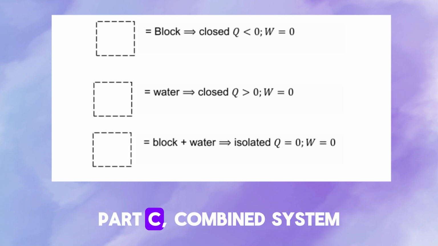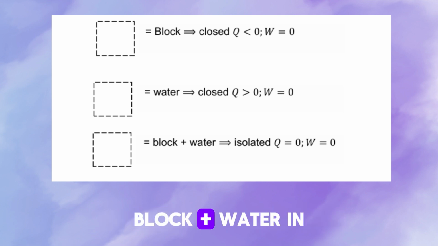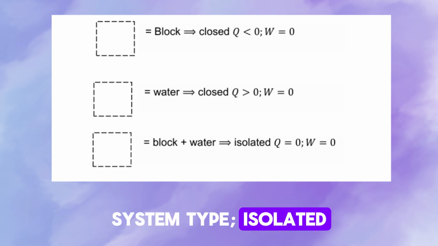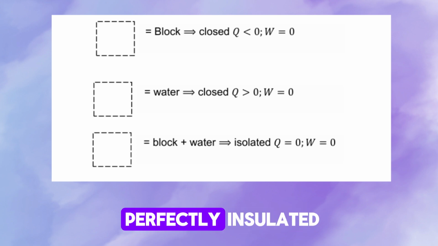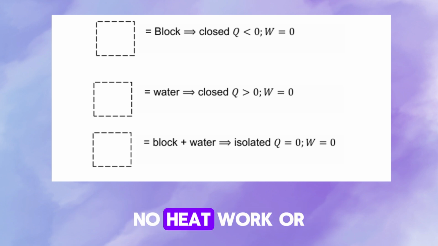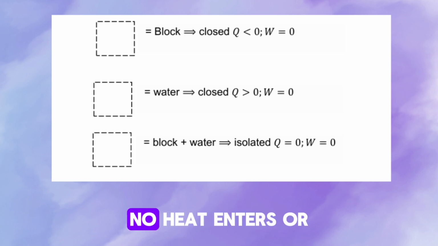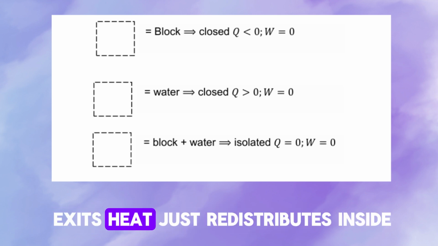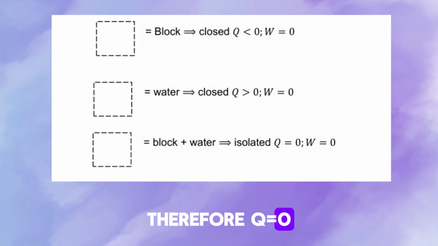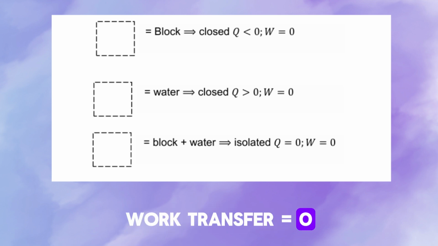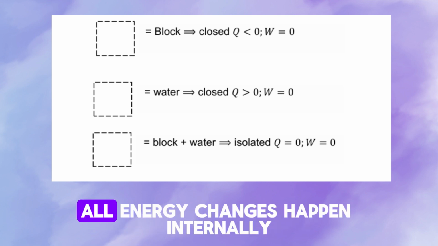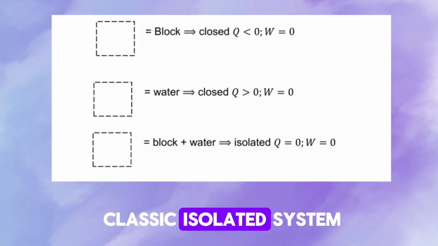Part C. Combined system. Block plus water in a closed container. System type. Isolated. If the container is perfectly insulated, no heat, work, or mass is exchanged with the outside. No heat enters or exits. Heat just redistributes inside. Therefore, Q equals zero. Work transfer equals zero. In summary, all energy changes happen internally, so this is a classic isolated system.